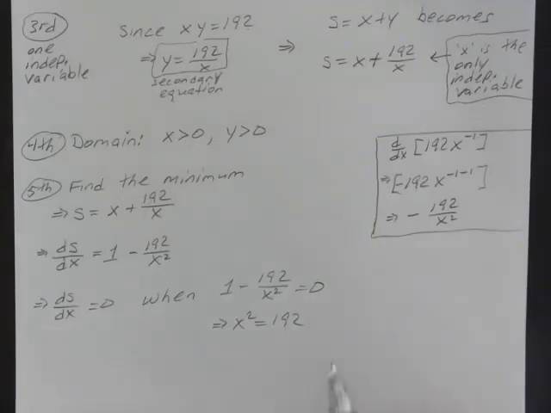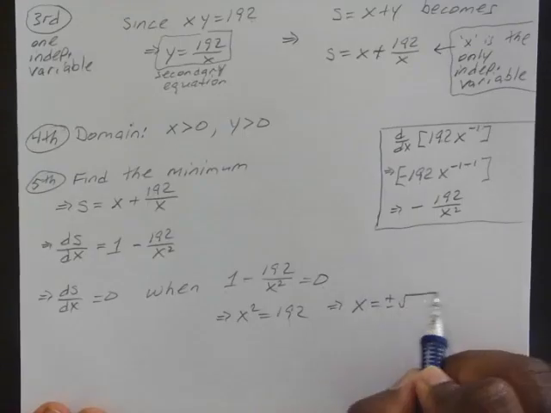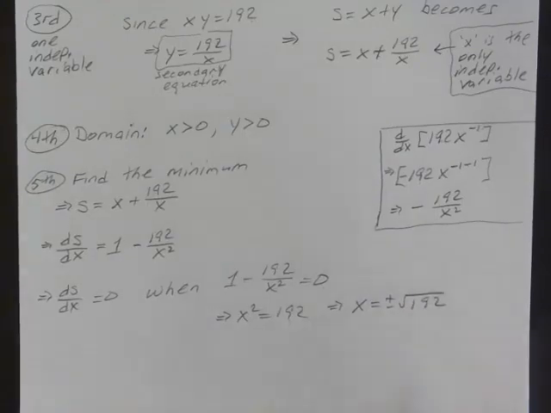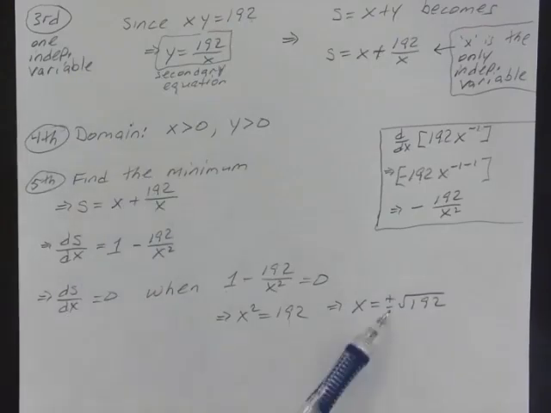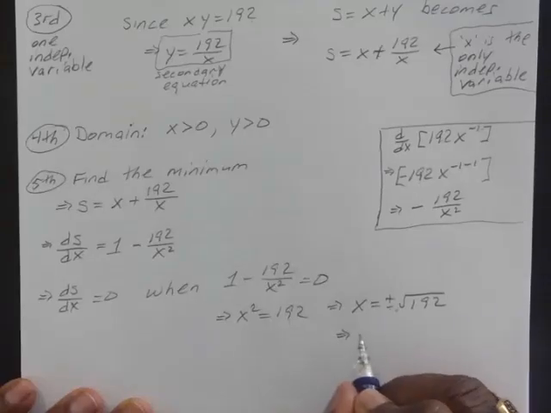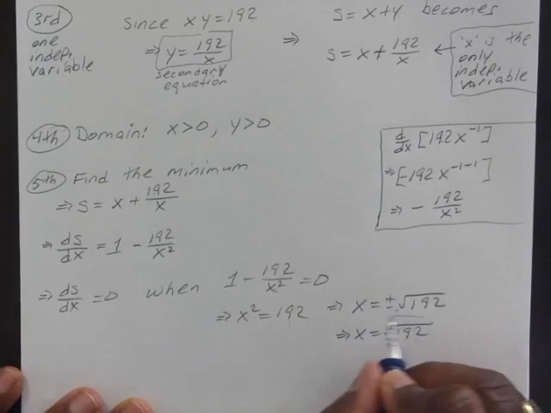So we square root both sides. We see that x is equal to plus or minus the square root of 192. But if we look at our domain, we know x has to be greater than 0, so we're not going to use the negative. So all we're going to use is the positive since that's the case. So x is equal to the square root of 192.